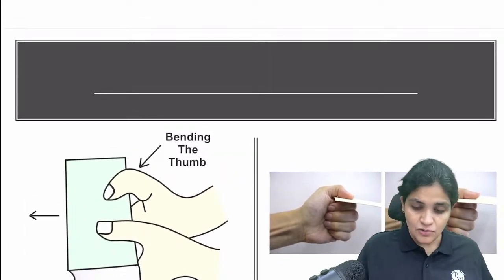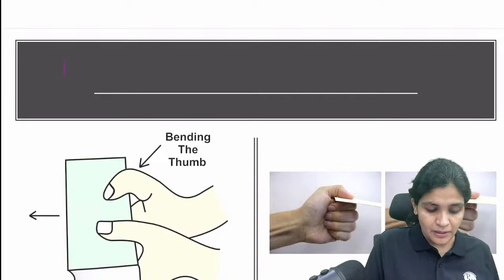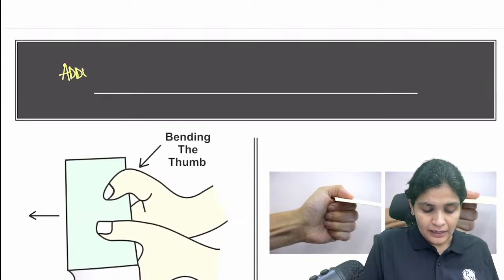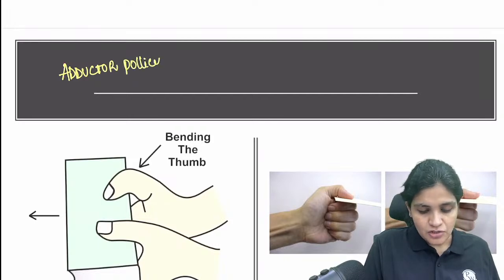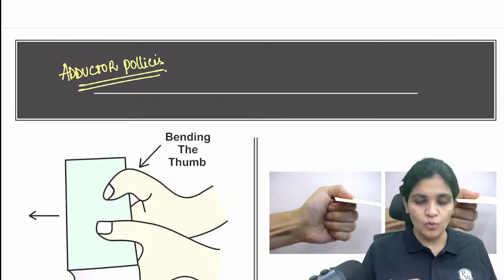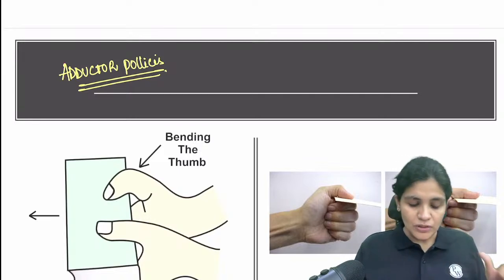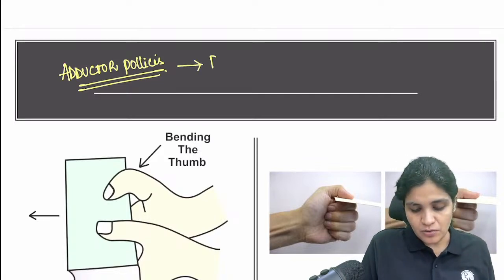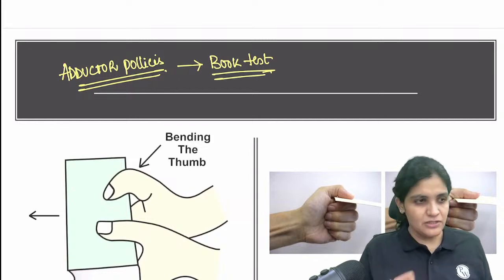What is this? I have told you that there is one important muscle supplied by your ulnar nerve, which is called the adductor pollicis. What does this adductor pollicis do? It will adduct, right? This is tested by what is called the book test. So what is the book test?